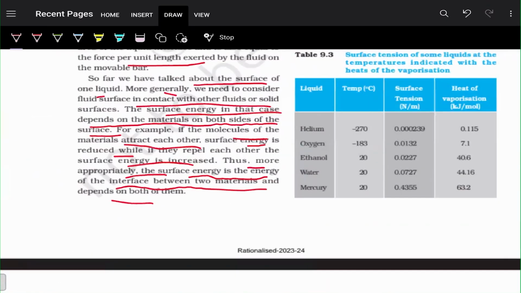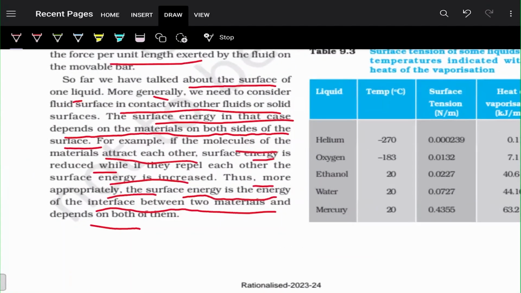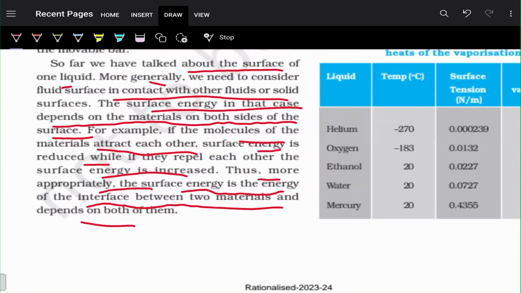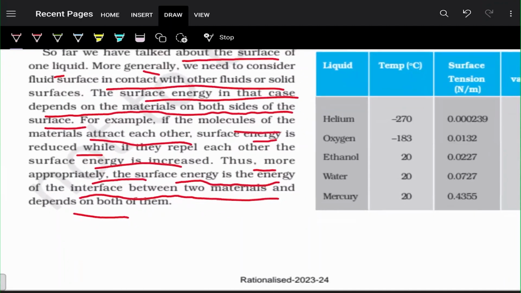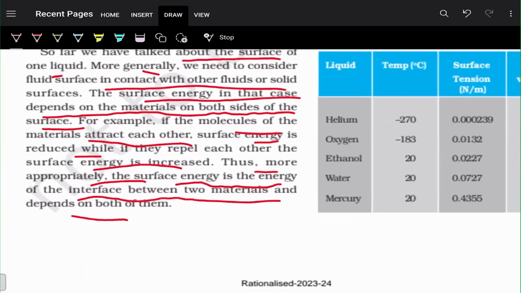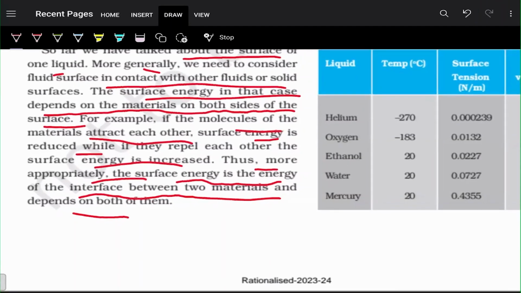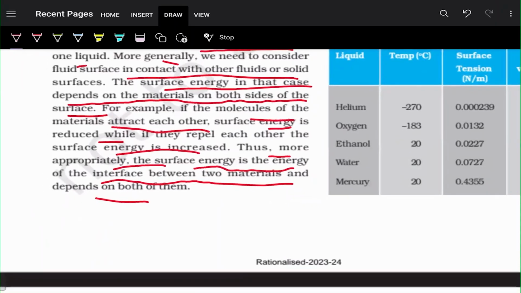See, surface energy in that case depends on the materials on both sides of the surface. For example, if the molecules of the materials attract each other, surface energy is reduced. That means, if the molecules on the surface attract each other, what will the surface energy do? It will decrease. And if the molecules on the surface repel, then surface energy is increased.